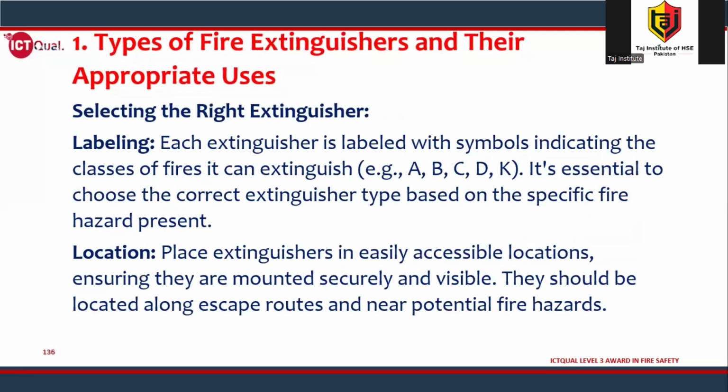Selecting the right extinguisher for the right position. Labeling: each extinguisher is labeled with symbols indicating the classes of fires it can extinguish, for example A, B, C, D, and K. It's essential to choose the correct extinguisher type based on the specific fire hazard present. Location: place extinguishers in easily accessible locations, ensuring they are mounted securely and visible. They should be located along escape routes and near potential fire hazards.